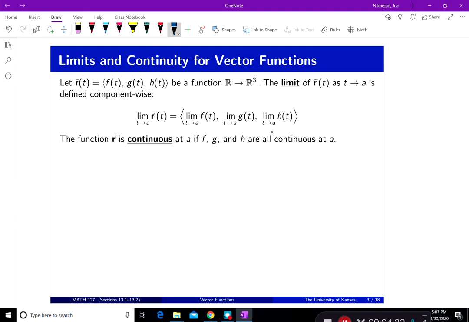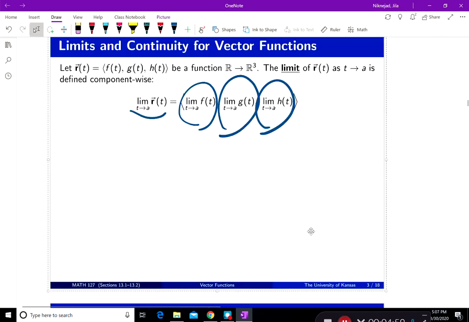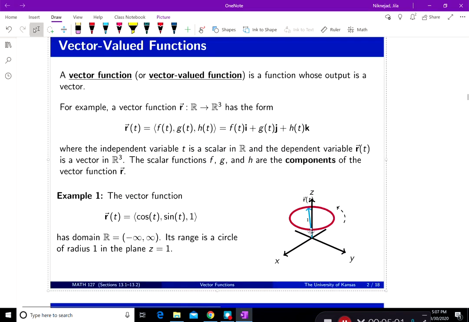And so therefore, r of t is continuous at a if f and g and h are all continuous. So now that we're saying that the limit of the entire thing is just the limit of each component separately, put together, that means that if each component is continuous, then the vector function is going to be continuous also.